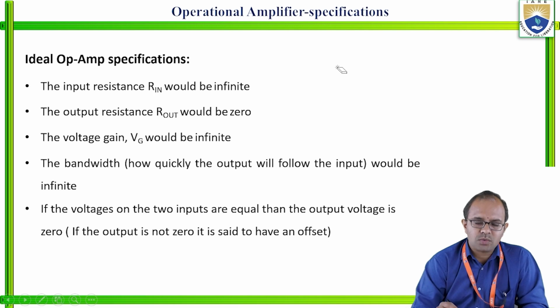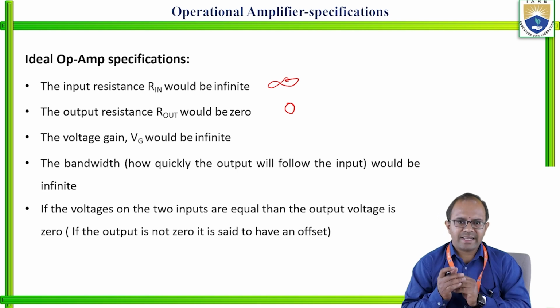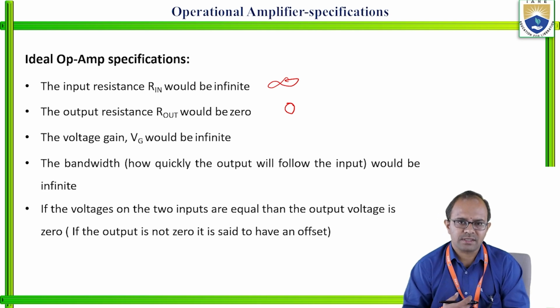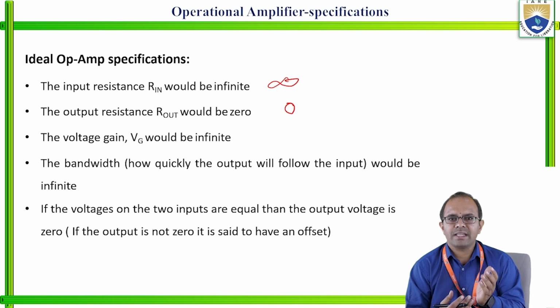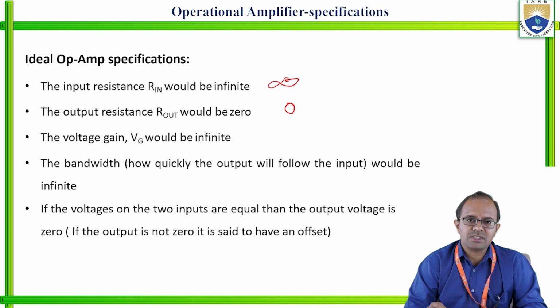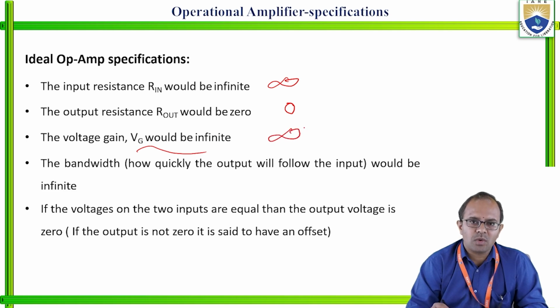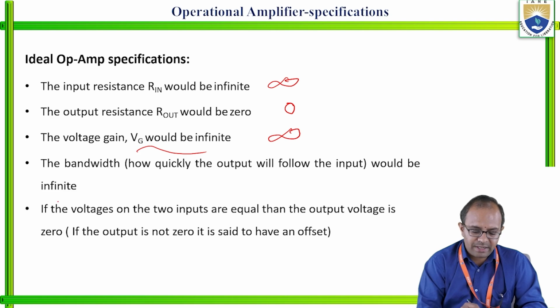The input resistance would be infinite. Do remember, the input resistance of an ideal operational amplifier is infinite and the output resistance should be 0. See, in any amplifier circuit it is recommended to have high input impedance, and here the high is called infinite. The output resistance should be 0. And coming to the voltage gain, it is going to be infinite, and the bandwidth would also be infinite.